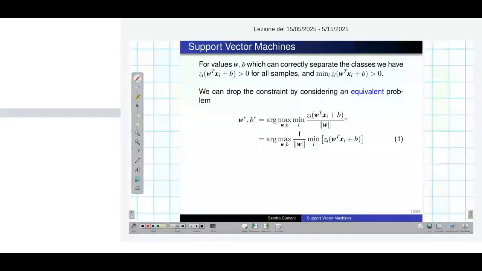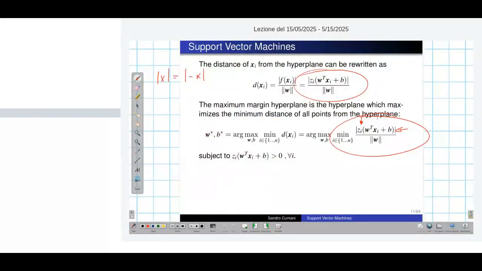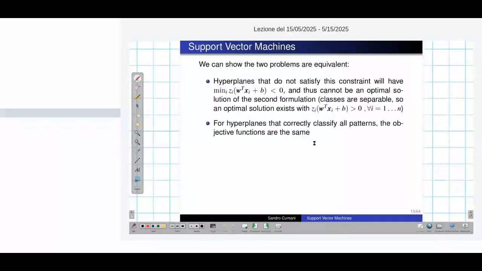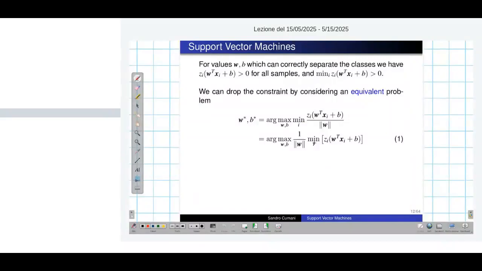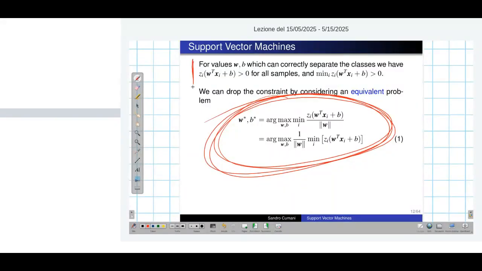We need one more step. Now, the first step that we do is to see how to throw away the absolute value. The absolute value is by itself already something bad. It turns out that we can directly throw away the absolute value. If we throw it away directly, we will not have the same problem anymore, but we will have an equivalent problem that has the same solution. That is, a solution that is optimal for this problem will also be optimal for the previous one, and vice versa. Why is that? We can show that the problems are equivalent thanks to the fact that the classes are linearly separable.